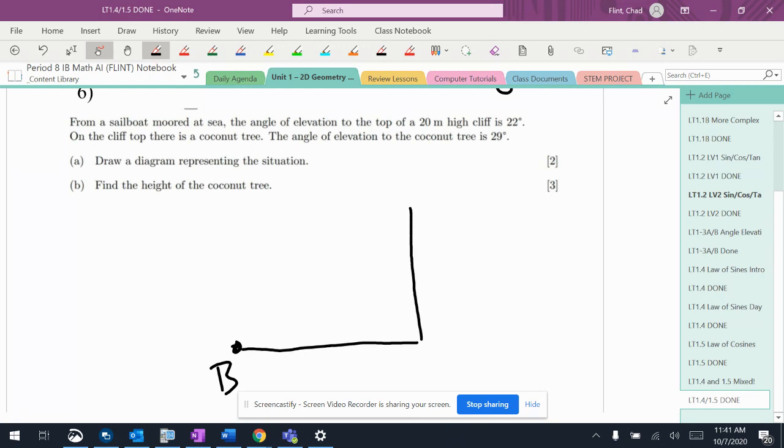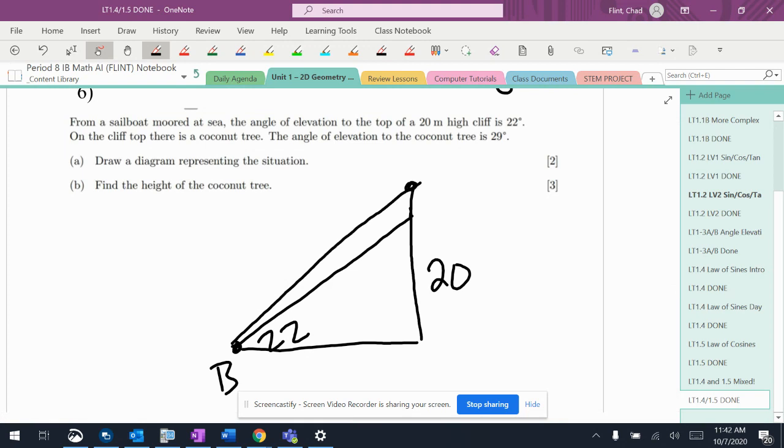It says the cliff is a 20-meter high cliff, so that's 20. It says the angle of elevation is 22 degrees. Then it says a tree up on top of here. So there's a tree. We'll go to the top of the tree. A very good tree. It says the angle of elevation to the tree is 29 degrees.